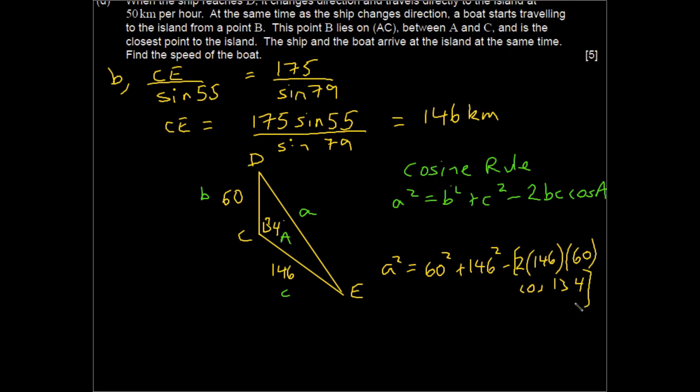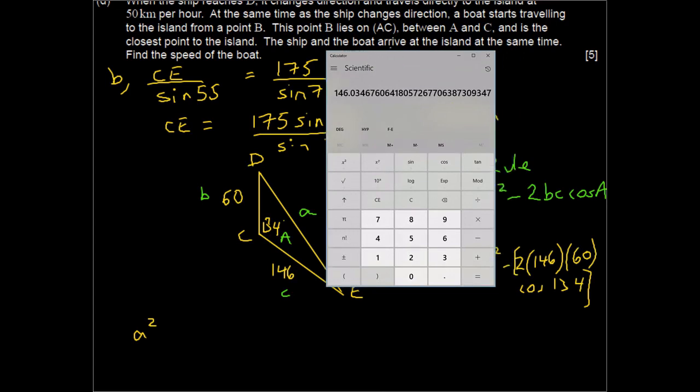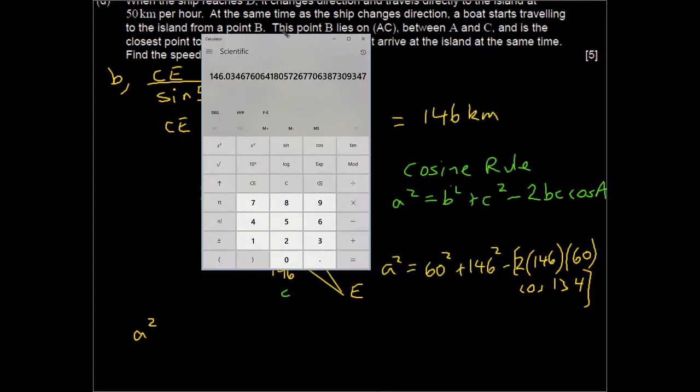Alright, so we can then work out what that is. So a squared, let's use my calculator here. I'm going to do this a little bit strangely. We can do 134 and cosine first, multiply that by 60, multiply that by 146, and then by 2. So I've worked out this negative part here, and then that's going to be minus. Because this is minus, I'm going to negate that, and then I'm going to add 146 squared plus 60 squared.